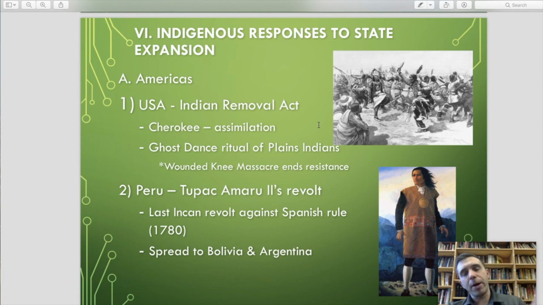So that's North America. South America, another example that we can look at will be Tupac Amaru II's revolt in Peru. So Tupac Amaru was actually a descendant of the last Incan ruler.